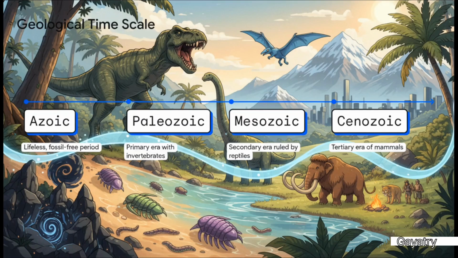Fast forward to the Mesozoic, the secondary era, which is famously ruled by the reptiles. And finally, we arrive at our current block of time, the Cenozoic. This is the era of mammals, and it's also when modern, massive structures like the Himalayas were actually formed. It's an epic journey, honestly, of both biological and geological evolution.